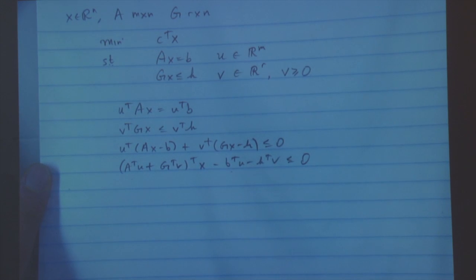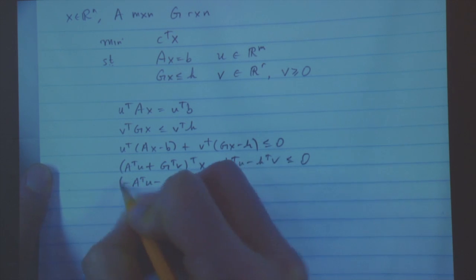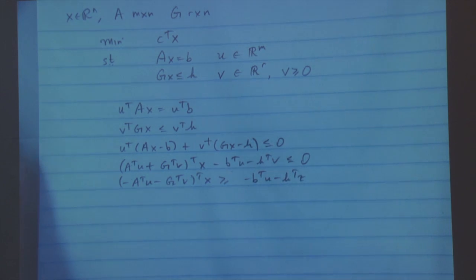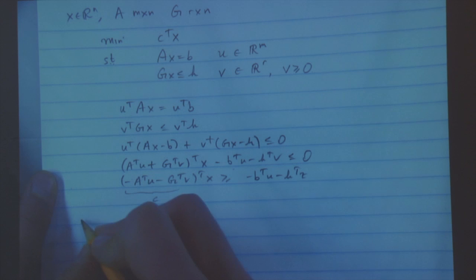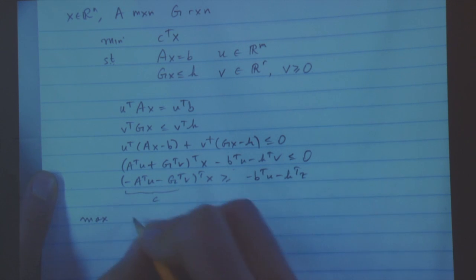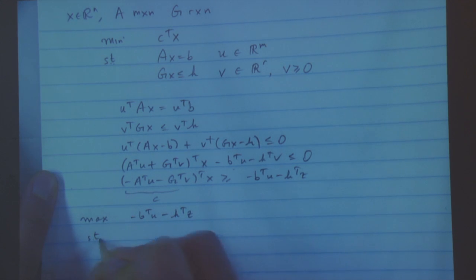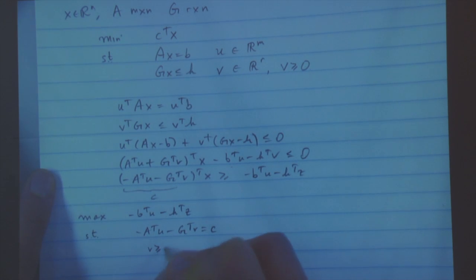And if I rearrange this, it just says that (minus A transpose u minus G transpose v) transpose x is bigger than or equal to minus b transpose u minus h transpose v. So if I were able to choose u and v so that this was equal to c, then I would have c transpose x being bigger than or equal to something, and this would serve as my lower bound. And so the largest lower bound I can choose is minus b transpose u minus h transpose v, subject to the constraint that minus A transpose u minus G transpose v is equal to c, and v is non-negative. No constraint on u.